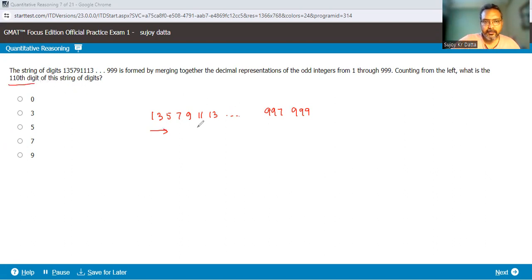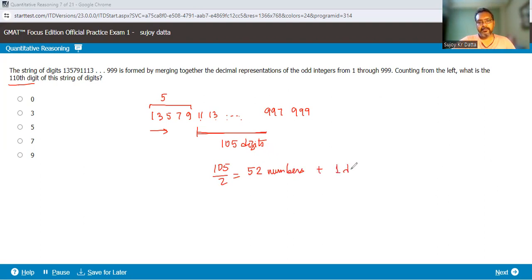So if you look at the first five, these are odd digits. So the first five are single digits basically. So 5 digits are gone here. Now to reach 110, that means you need to count another 105 digits. Now 105 digits, now these digits will come two at a time. So that means 105 by 2. So that would be 52 numbers. Okay, that would be 52 numbers plus one digit extra.